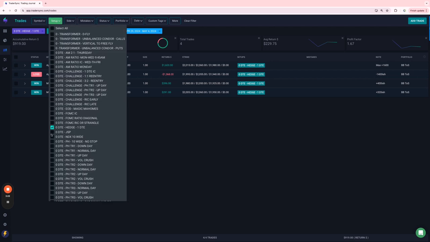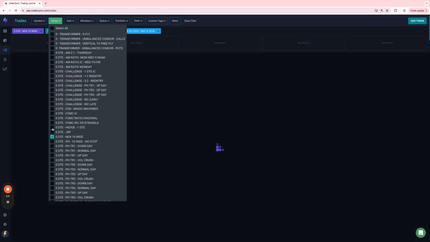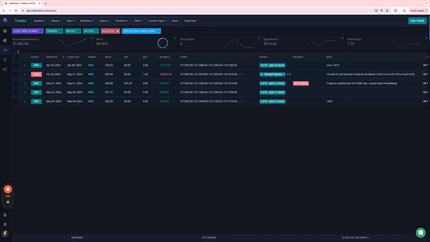My RUT 1 DTE hedge, 3 out of 4 were winners. Small green, plus 919 on those. No JSPs. NDX was green, plus 1,500. Had one day that was a loser. And actually, that's a combination of a couple different things. I was sharing strikes, so for tracking, I had to kind of combine those. But plus 1,500.